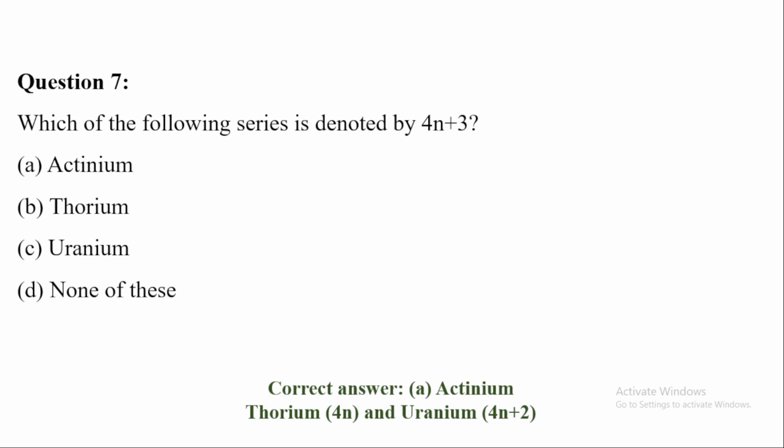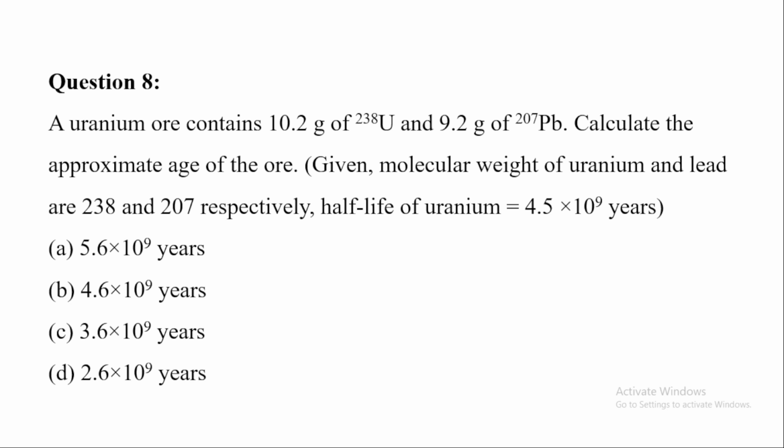So we'll move on to the next question now. Question number 8. A uranium ore contains 10.2 grams of uranium 238 and 9.2 grams of lead 207. So uranium decays into lead. Okay. So calculate the approximate age of the ore. Given the molecular weights of uranium and lead are 238 and 207 respectively, and half-life of uranium is equal to 4.5 into 10 raised to the power of 9 years.